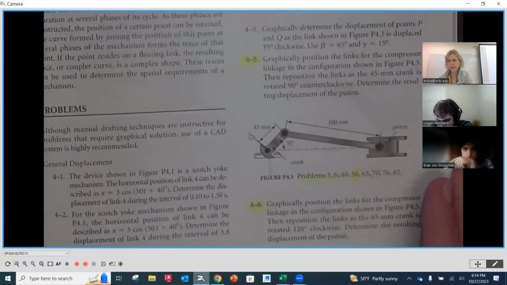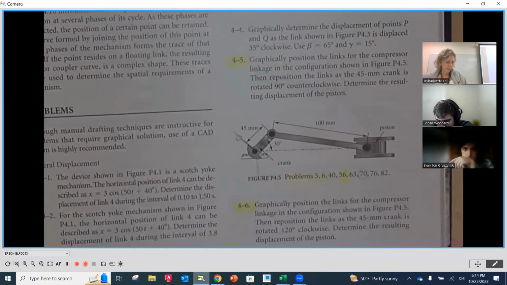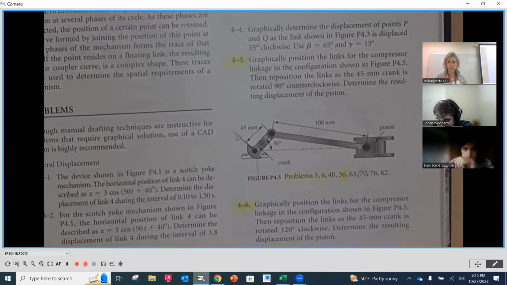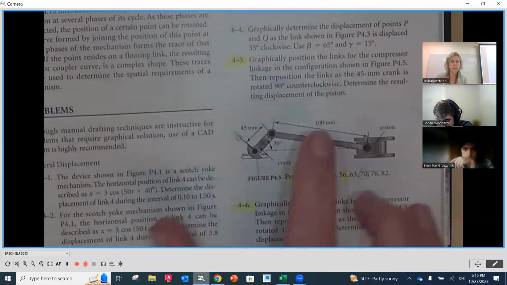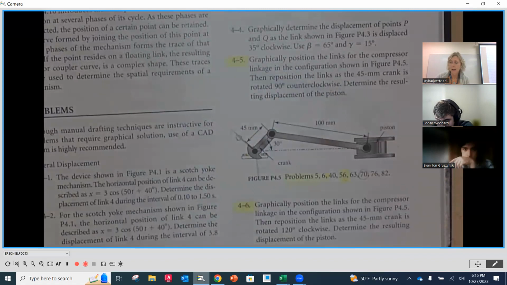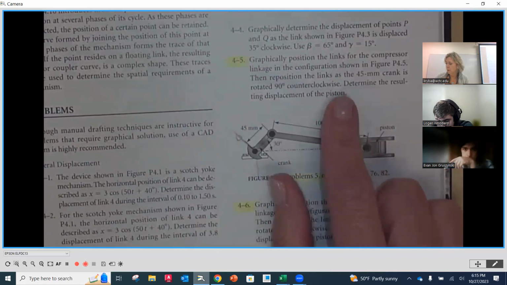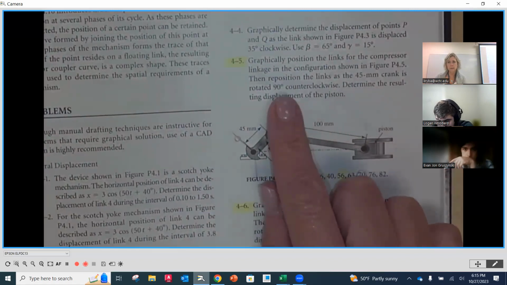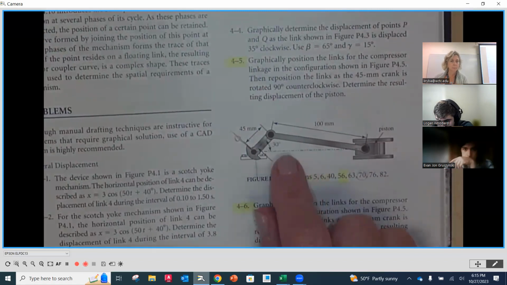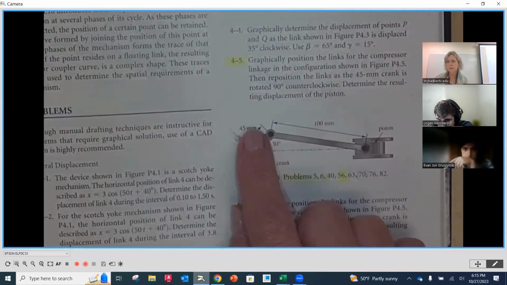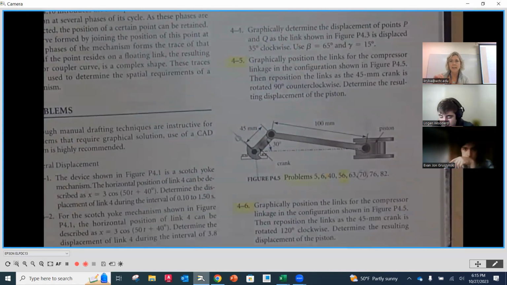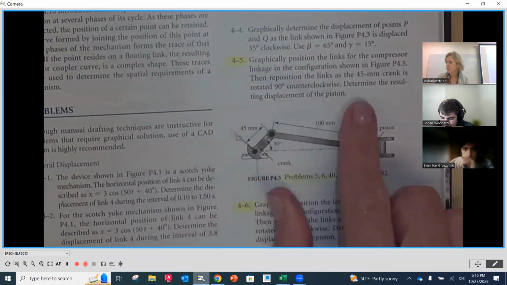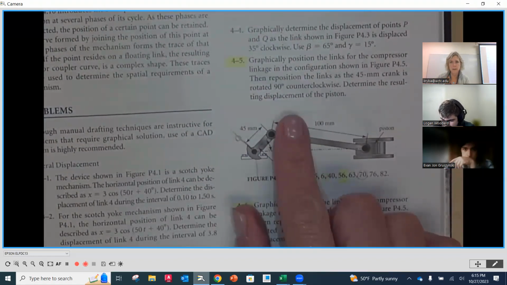Going back to that illustration, you're going to start at the beginning of the assignment and draw the kinematic diagram for 4.5 in the arrangement it's in right now. Then on 4.5, it tells you to reposition the crank counterclockwise, 90 degrees from where it's at. All they want to know is the resulting displacement of that piston.